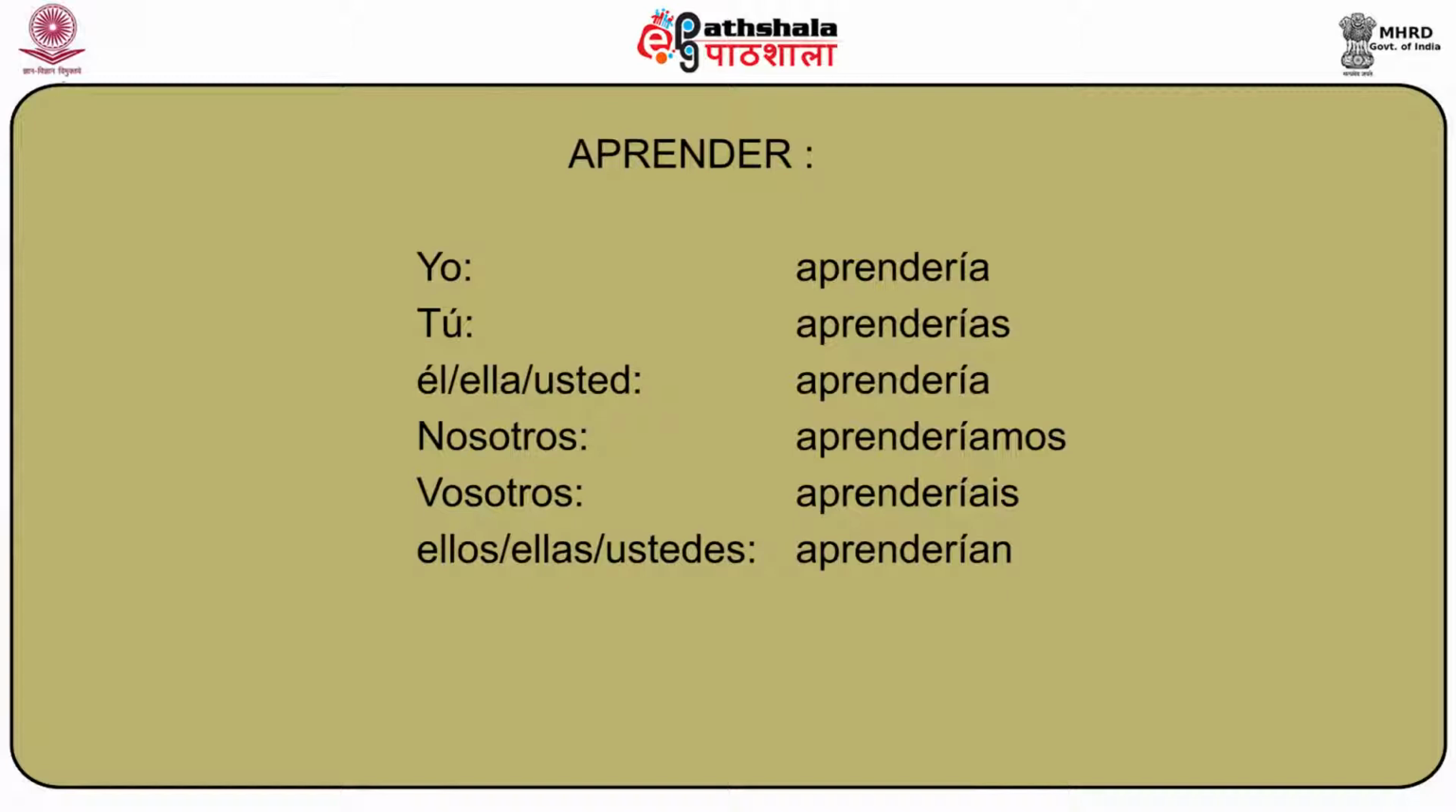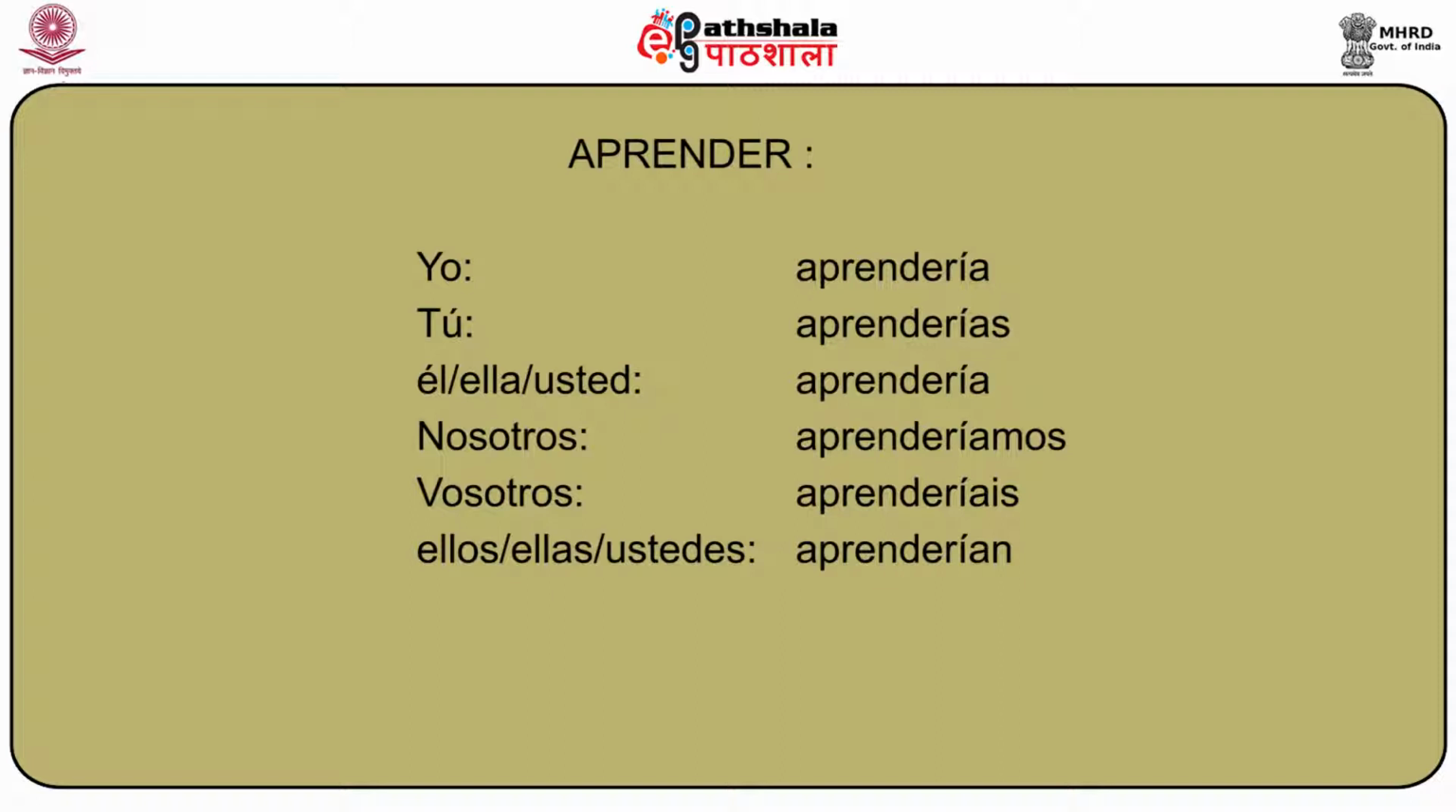The conditional tense aprender conjugation is aprendería, aprenderías, aprendería, aprenderíamos, aprenderíais, and aprenderían. I repeat, yo aprendería, tú aprenderías, ella, usted aprendería, nosotros aprenderíamos, vosotros aprenderíais, and ellos, ellas, ustedes aprenderían. So you can see that all the accents are put in all the conjugations of the conditional tense in the verb aprender and in all other verbs also.